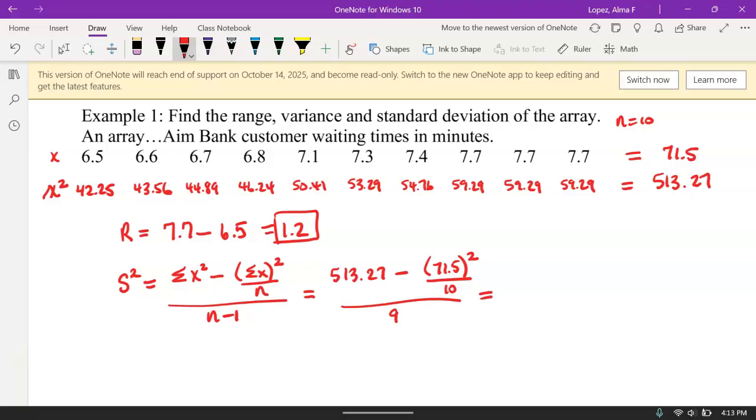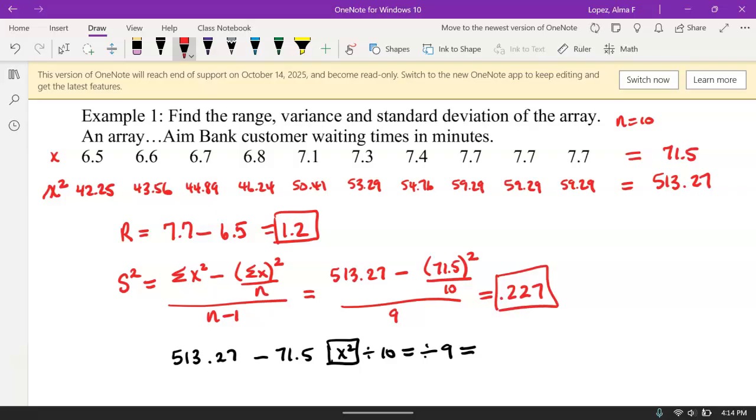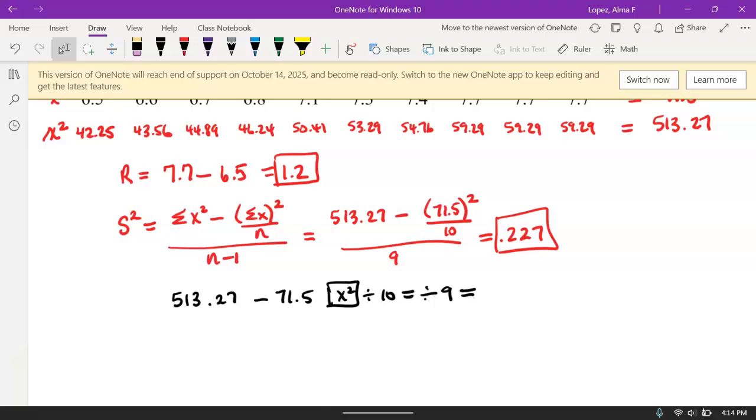We're going to put that into the calculator, and I'll write this one out. 513.27 minus 71.5 squared divided by 10 equals, divided by 9 equals. You should get 0.227. All of our variance formulas are plugged in exactly the same way. Kind of neat that way.